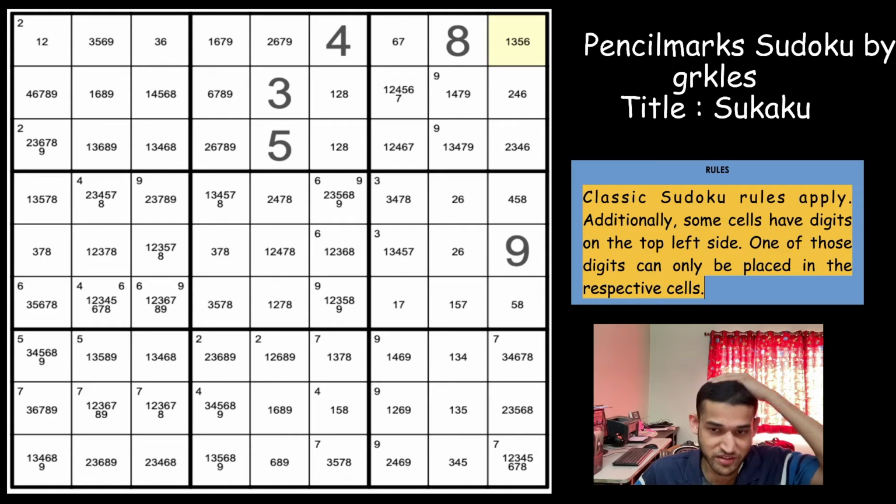How does the author create these kind of Sudokus, really? I'll remember to try Grkles Sudoku the next time when I have a lot of time.